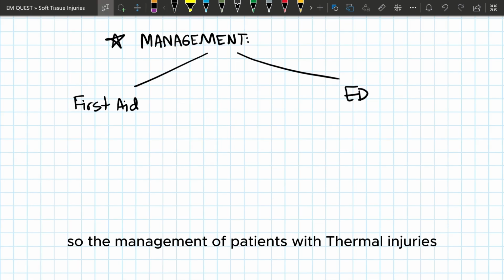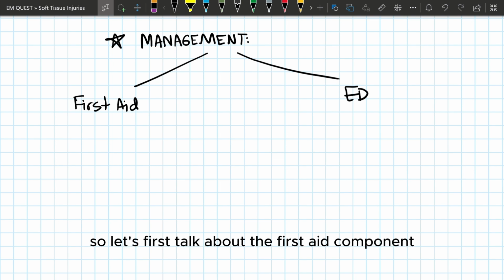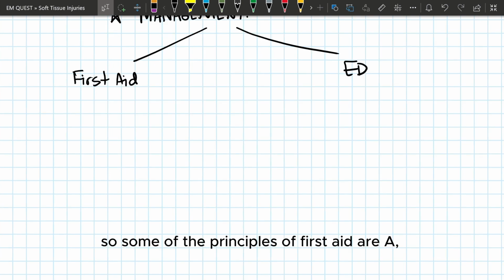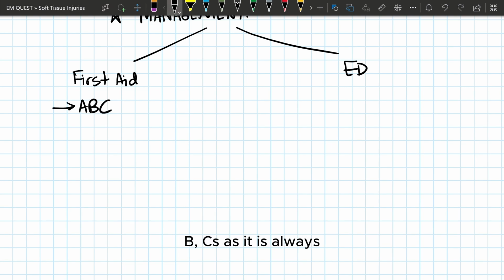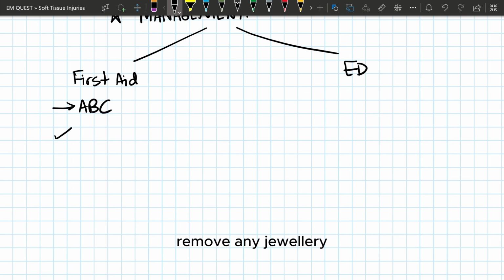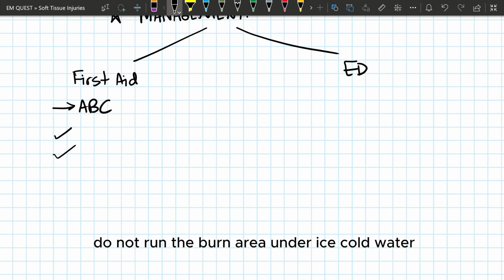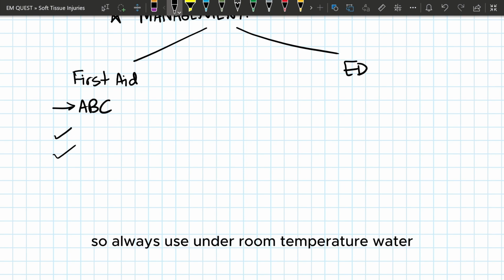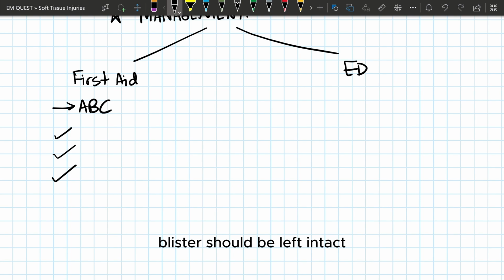Management of patients with thermal injuries. Let's first talk about the first aid component. Some of the principles of first aid are ABCs, as always. Then remember to remove the patient from the source of injury, remove the garments, and remove any jewelry. Do not run the burn area under ice cold water because that can cause frostbite. Always use room temperature water. In the ED, blisters should be left intact.